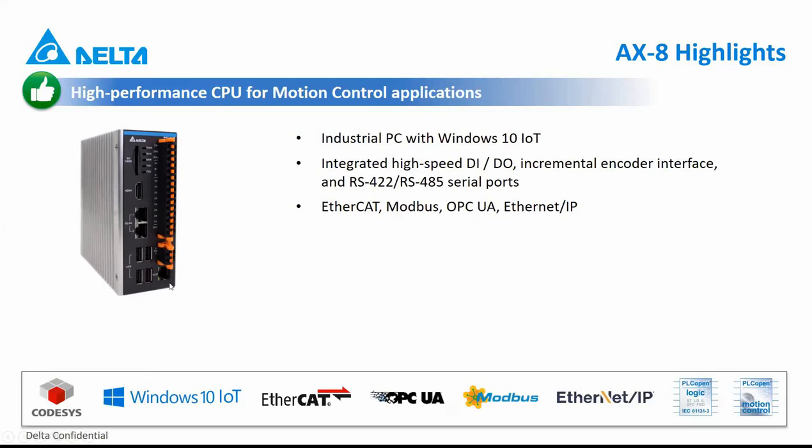For the EtherCAT, we use this port. This one is for EtherCAT, these two are the standard Ethernet ports, and this is the HDMI port. And this Ethernet port supports Modbus TCP or EtherNet/IP or OPC UA.